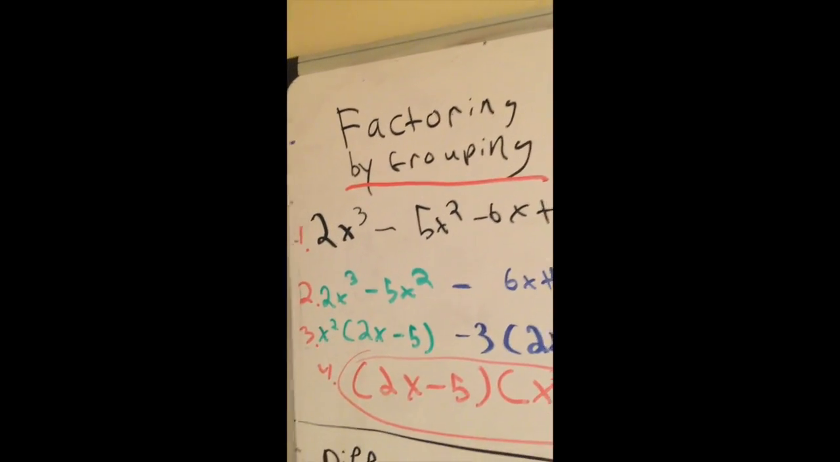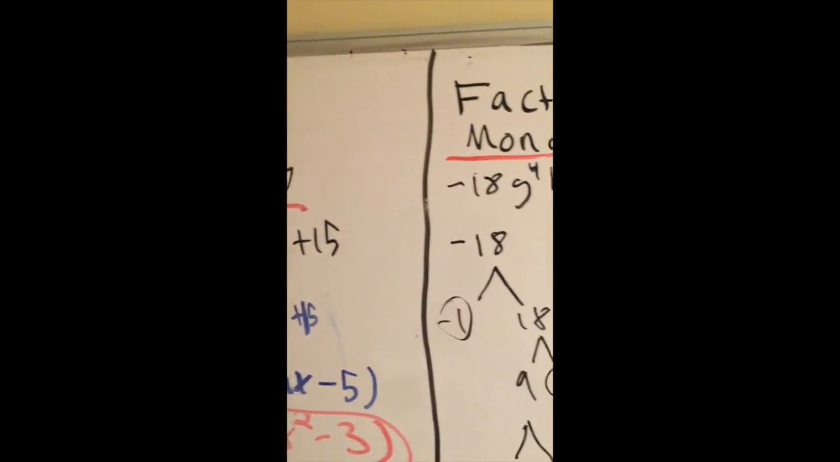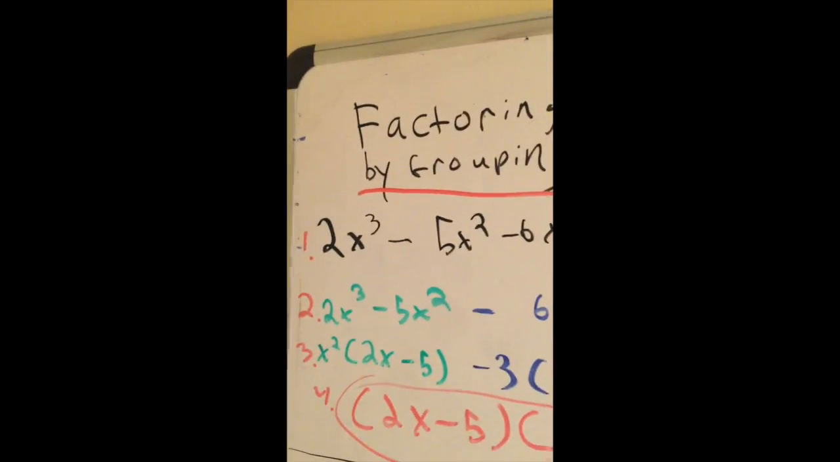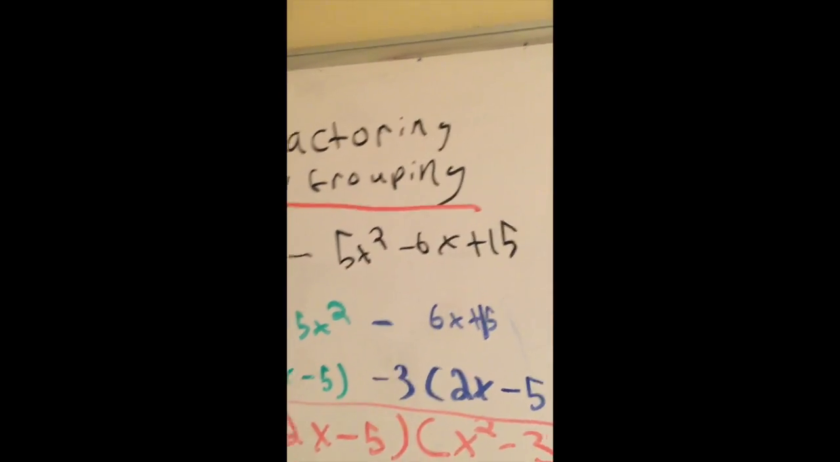The first part of this video is going to be factoring by grouping. So here we have our equation: 2x to the third minus 5x squared minus 6x plus 15.